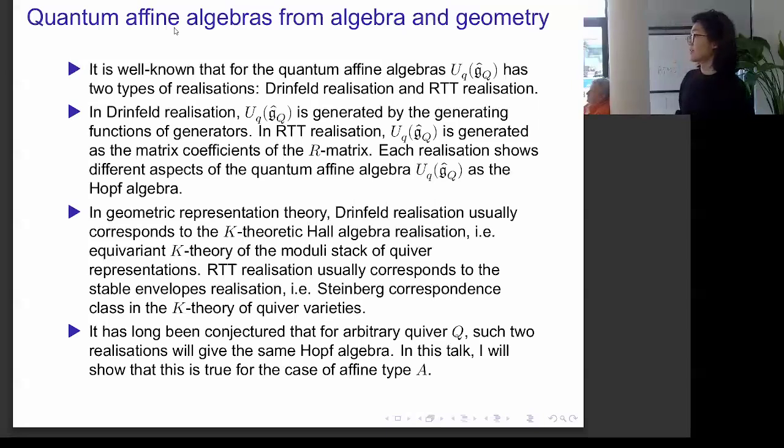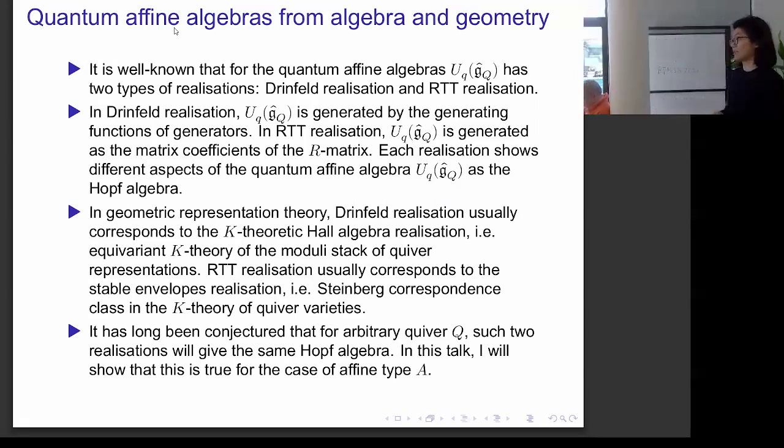It has long been conjectured that for arbitrary quiver Q, such two realizations will give the same associative algebra. In this talk, I will show that this is true in the case of the affine type A. And the techniques I'm going to use are related to the quantum difference equation in the title.